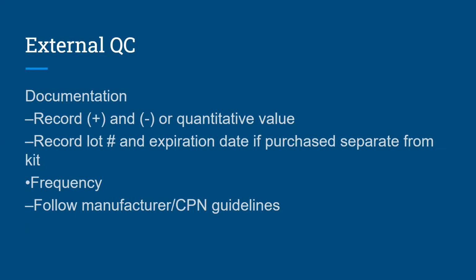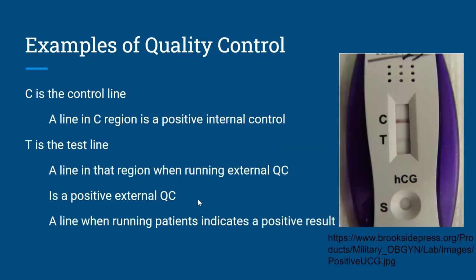The frequency with which you have to run the external quality control is up to the manufacturer or the guidelines that are given there. Examples of quality control, here's a picture. See the C line, that would be the control line, and the test line, obviously for the testing results. So whether you're running a patient result or a quality control external sample, that test line would indicate whether it was a positive or a negative. The control line should be present on each result.